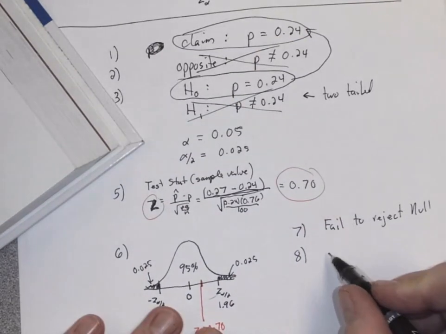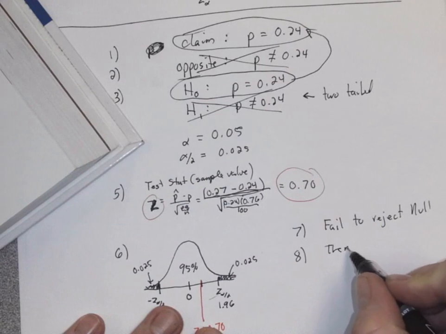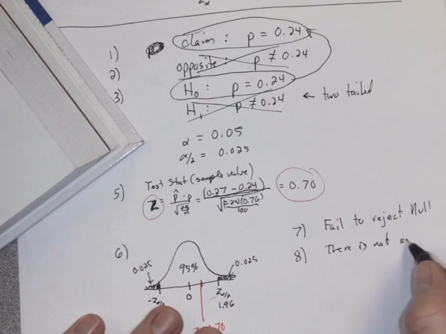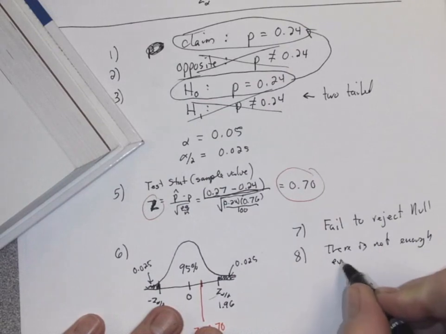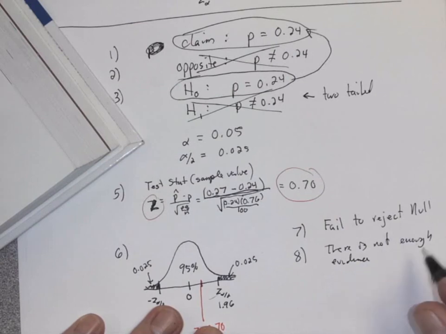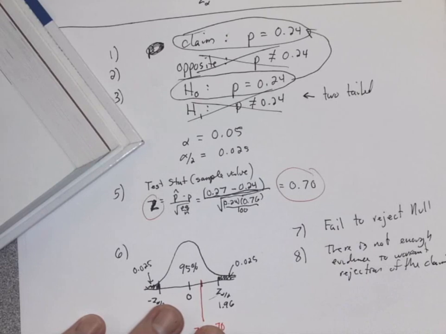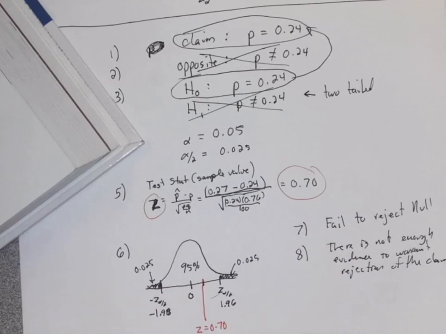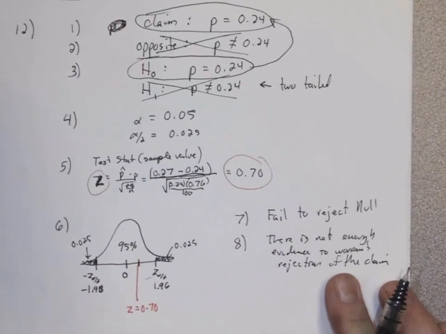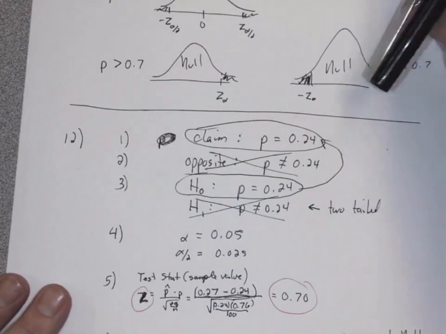So number 8: there is not enough evidence to warrant rejection of the claim. So we're not rejecting it. So another way is the claim is true. Let's do that.